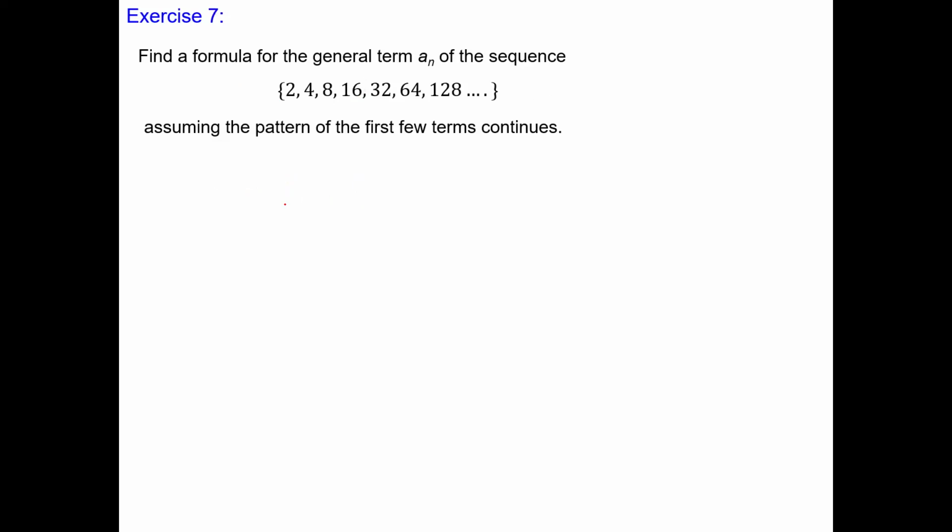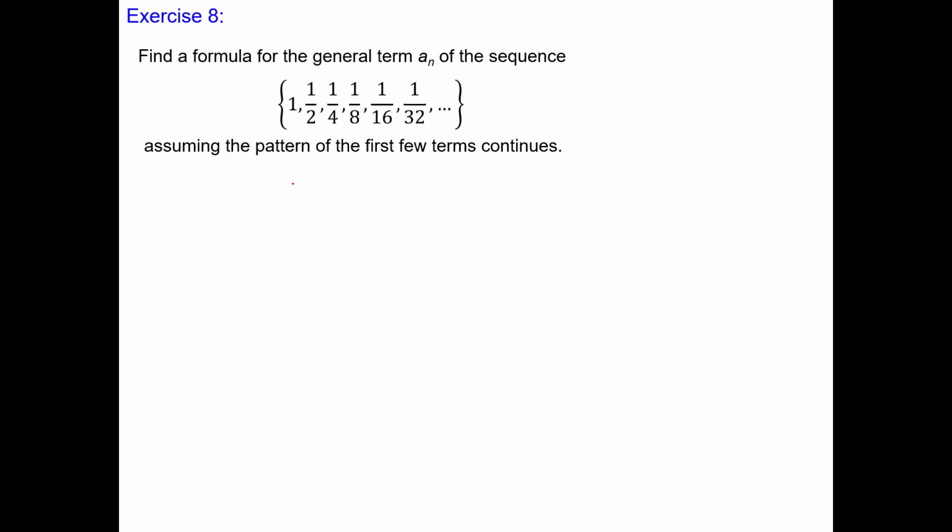Okay, 2, 4, 8, 16, 32, 64, 128. Another pattern. Please try to find the pattern. Okay, number 8: 1, 1/2, 1/4, 1/8, 1/16, 1/32. Also, you can try to find the pattern. You can check the notes, or you can ask during the class.